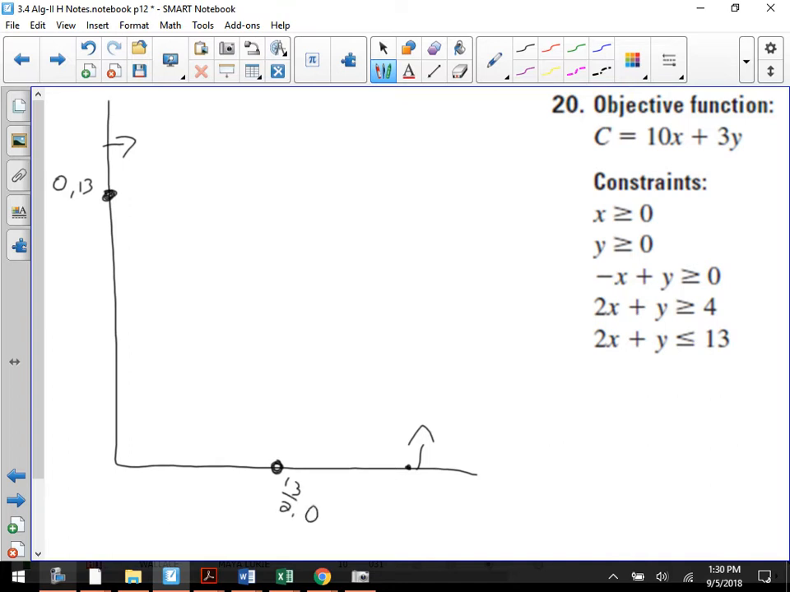Can I write it as 13 over 2, or can I put 6.5? Does it matter? Connect the dots. Inward or outward for this one? Does it go inward to 0 or outward? Inward. Okay.